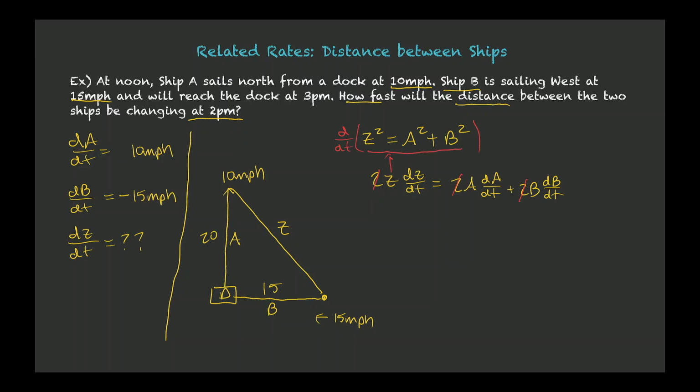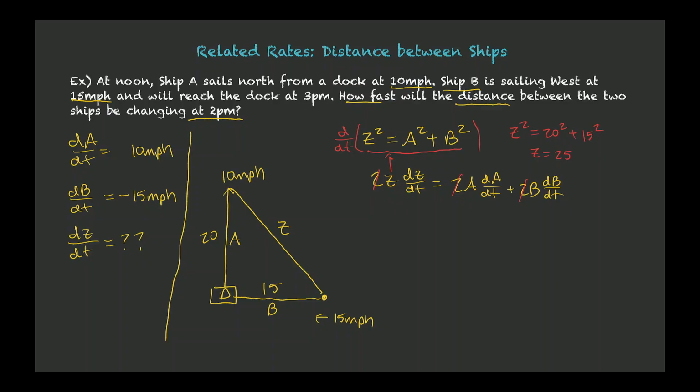I know that z squared is equal to a squared plus b squared. So that means that z squared at 2 p.m. is equal to a squared. Well, a is 20, so 20 squared, plus b squared, and b at 2 p.m. is 15, so plus 15 squared. So z squared is equal to 20 squared plus 15 squared. If we do that arithmetic, we get z is equal to 25.